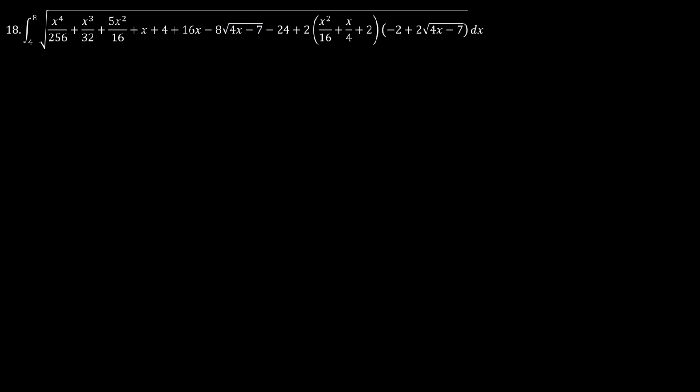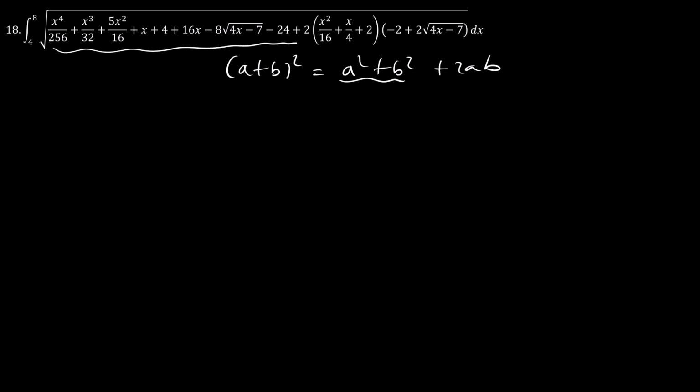So what is easy to see is what we have here: if we have (a plus b) squared, that equals a squared plus b squared plus 2ab. And a squared plus b squared is what we see here. And 2ab is what we see here.